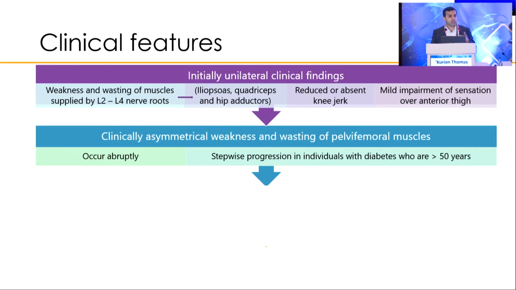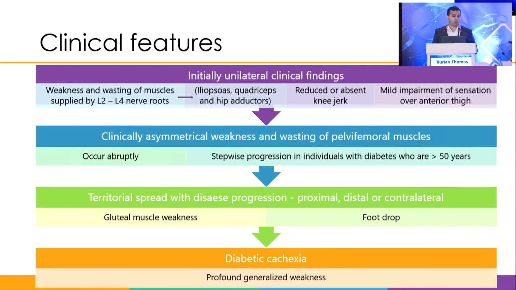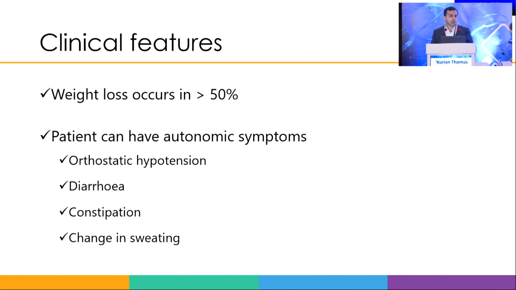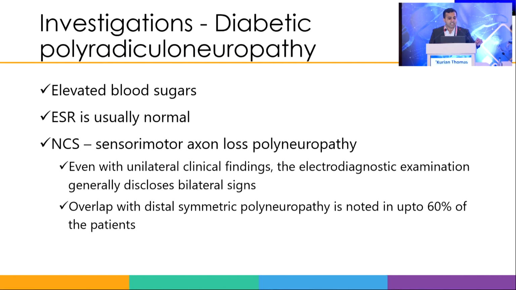There can be territorial spread, and the patient can develop gluteal muscle weakness or even a foot drop. And if not treated, or even with treatment, it can spread to involve the other limb. Usually we see a significant weight loss in these patients, and the patients can also have autonomic symptoms like we have mentioned. So this is thought to be an immune-mediated inflammatory process.